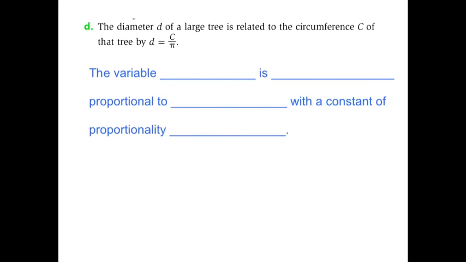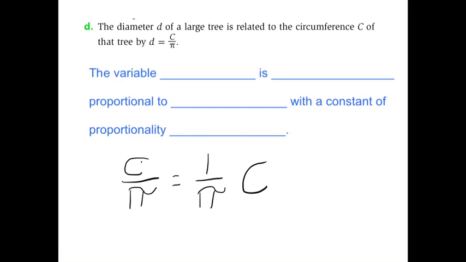Here's another one that's got a twist to it. The diameter d of a large tree is related to the circumference c of that tree by d equals c over pi. And this one's complicated because the c over pi can be rewritten as 1 over pi times c, the circumference. And that works by the laws of multiplying fractions.